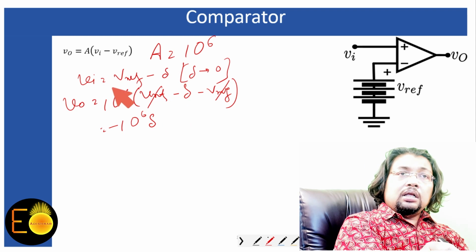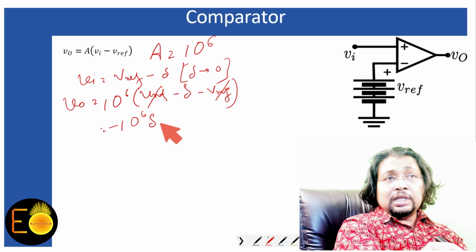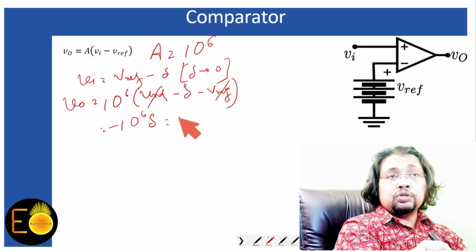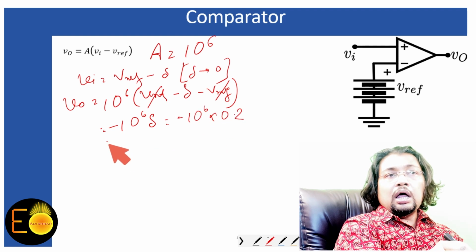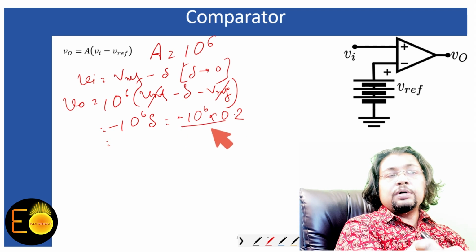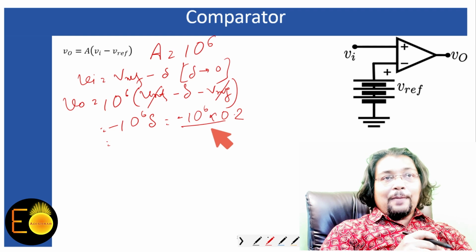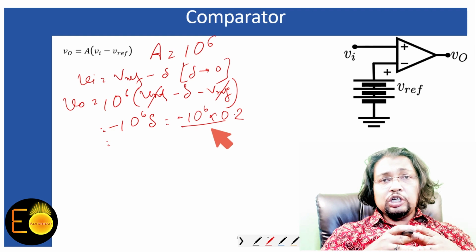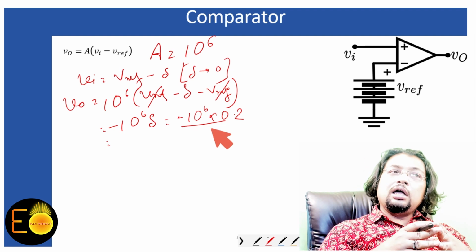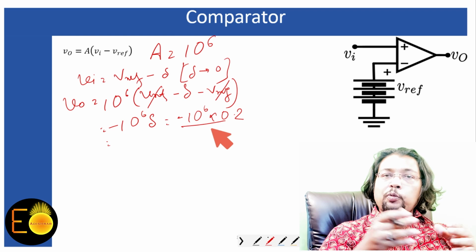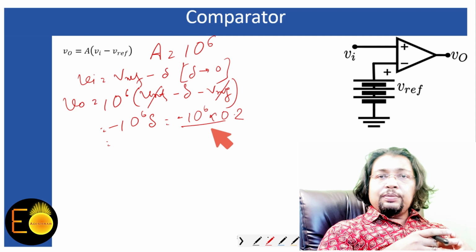So if Vi becomes less than Vref by 0.2 volt, then you are going to get minus 10 to the power 6 times 0.2, and now you can imagine what voltage you can get. But it's not possible, because if it were possible to get 200 kilovolts out of a simple operational amplifier, then I think you could take a 1.5 volt battery and an operational amplifier and run the entire railway system. So easily you can imagine that it is not possible.